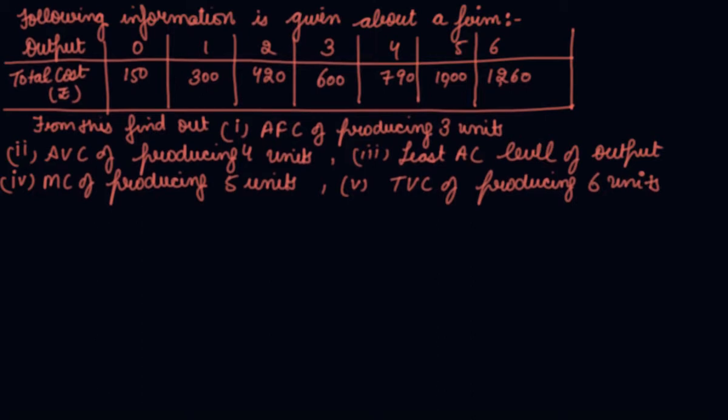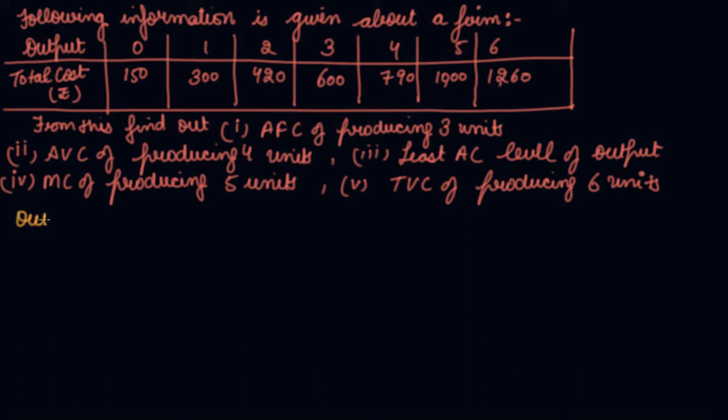In this video, we will be covering the numericals of the cost. Now, the following information is given about a firm. Output: 0, 1, 2, 3, 4, 5, 6. Total cost: 150, 300, 420, 600, 790, 1000 and 1260. Now, from this find out AFC, and these are the 5 things you have to find out.